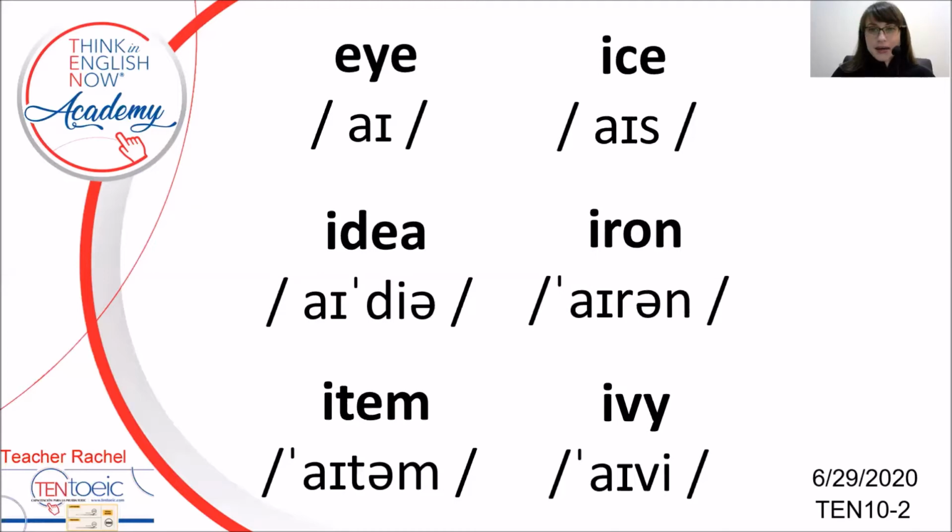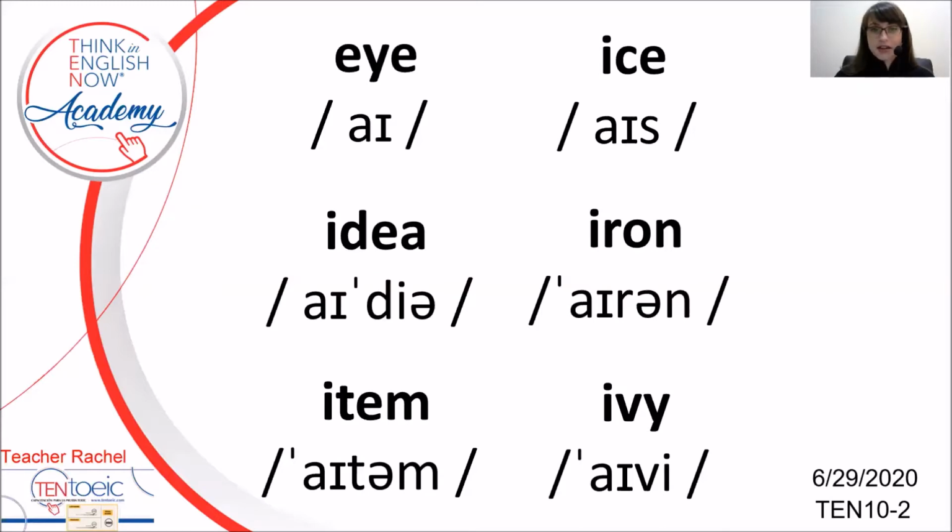Next word, item. This is similar to the word thing. So if we go to the grocery store, we buy 5 items. It could be many different things. It could be milk, butter, meat, cheese, anything. Each one is called an item.